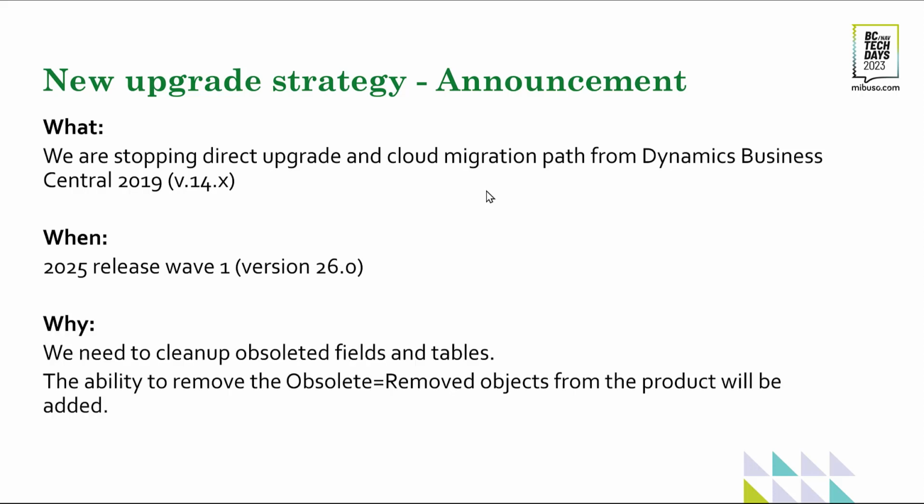The reason why we need to do this is because we need to clean up obsoleted fields and tables. We have not deleted anything from the table schema since version 12, and across 14 versions, no table objects have been deleted. So far, we have 7 years of obsolete removed objects, and these objects are taking around 10% of the database. We need to remove these objects so we can save space.